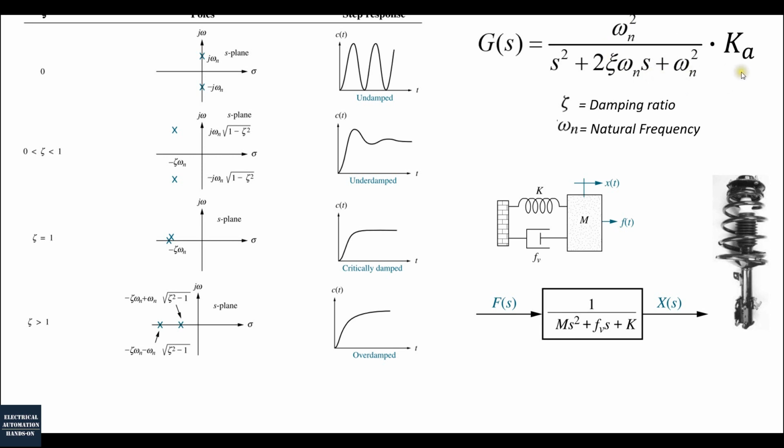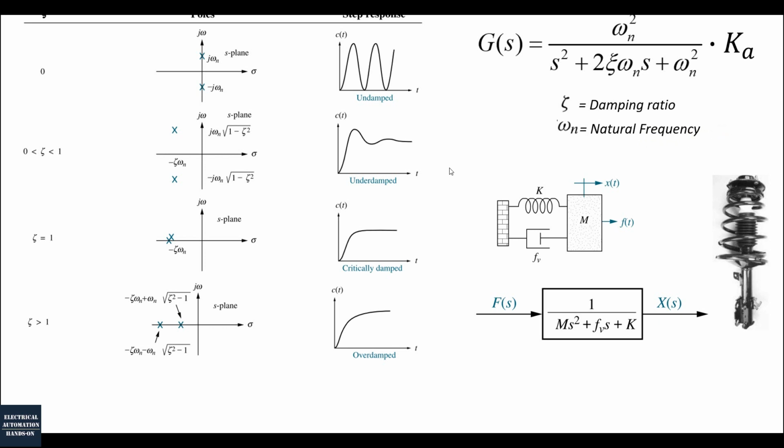Keep in mind, your second order system will also have one ratio here. This is theta, named the damping ratio. And this omega here is named the natural frequency. Its unit is radians per second, rad/s.